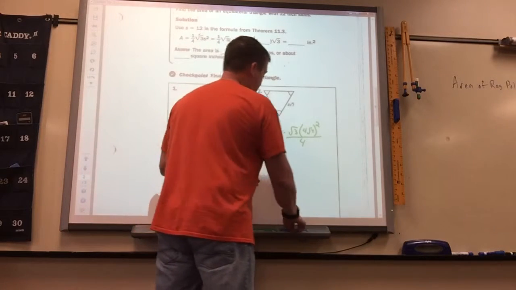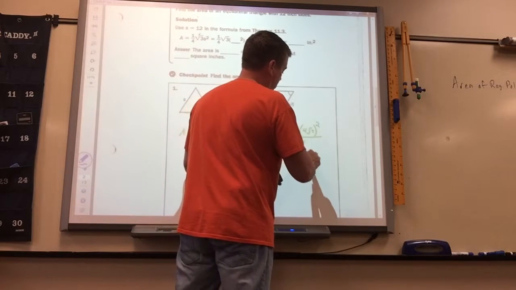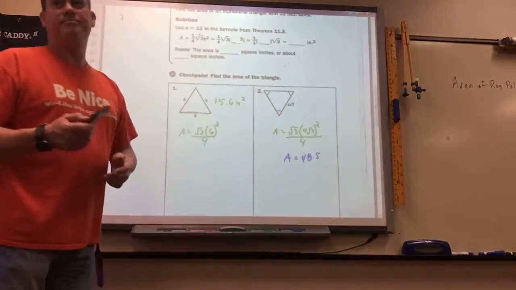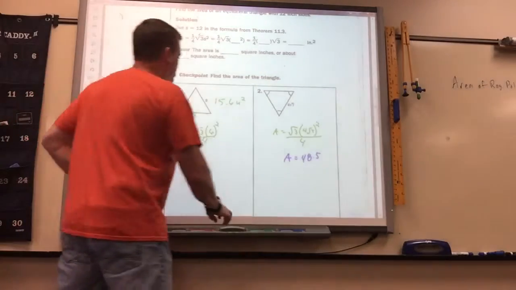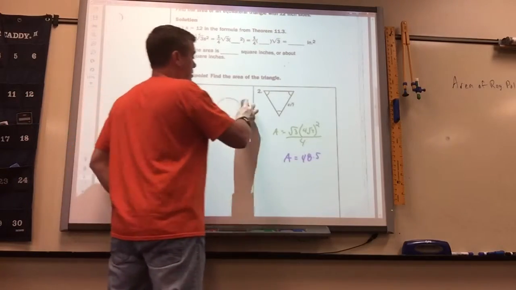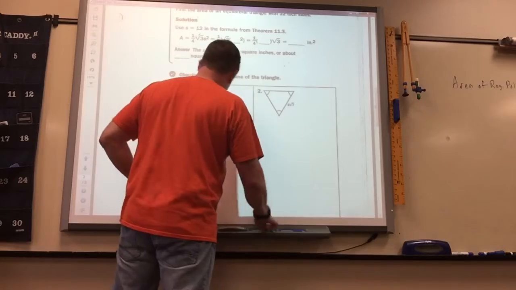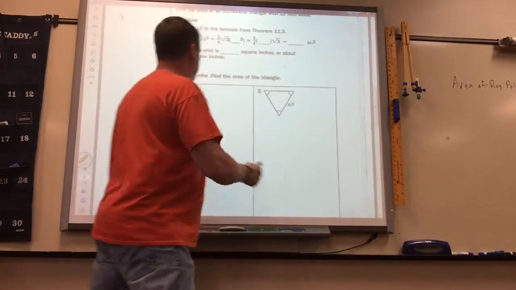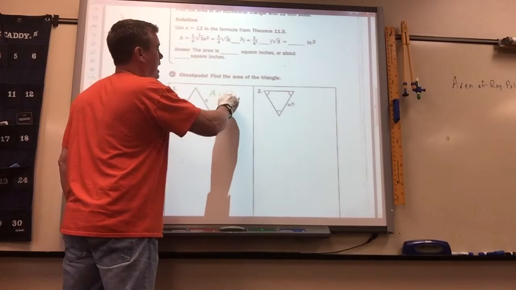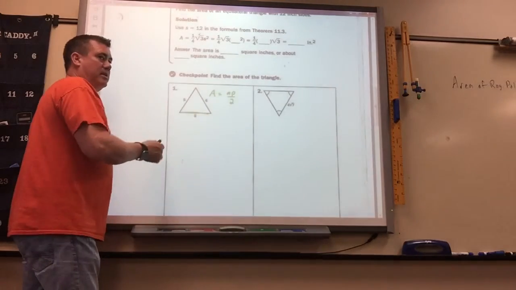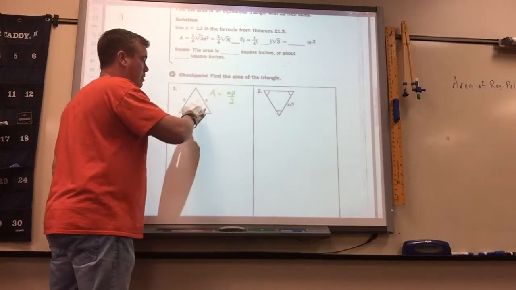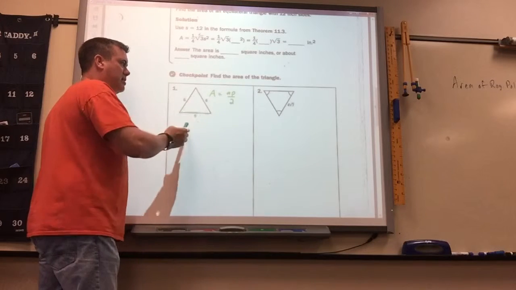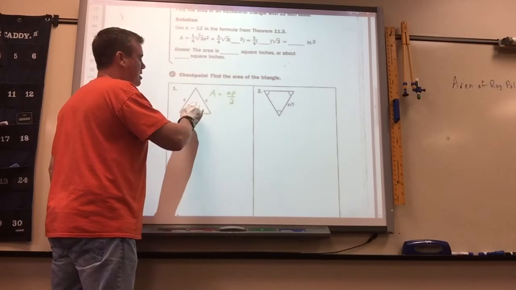And you get 48.5. Okay? Now, just to show you how the other formula works, remember, any regular polygon, you can use the formula AP divided by 2. The perimeter is easy to figure out. The perimeter of this is 18. The apothem is harder.